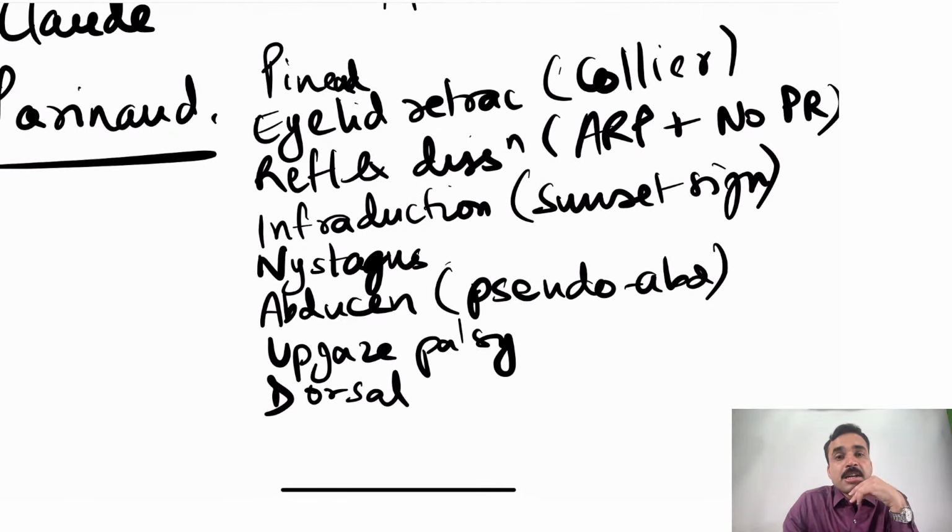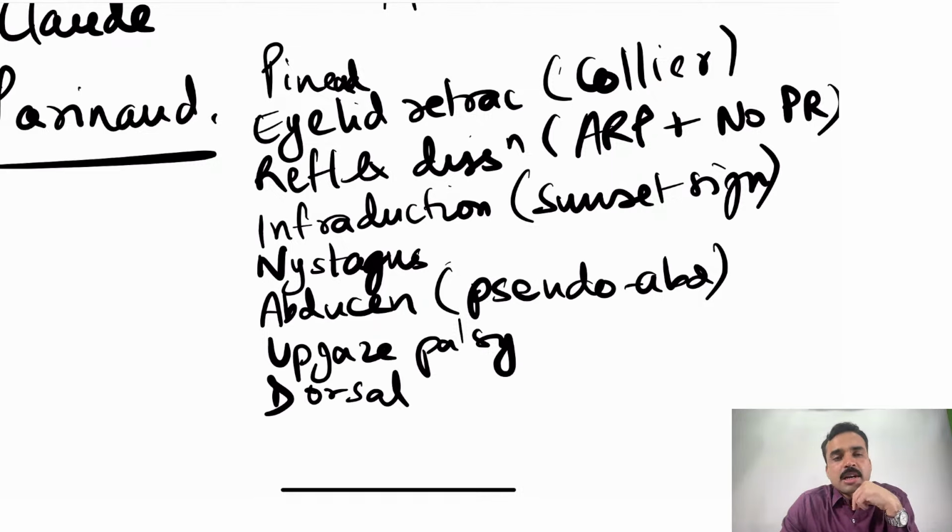P stands for pineal gland tumor. Usually Parinaud syndrome doesn't occur because of a stroke, it occurs because of pineal gland tumor. Okay, so P is for pineal gland tumor, E is for eyelid retraction, it's called Collier's sign. R is reflex dissociation, that means the light and accommodation reflexes dissociate. It resembles an Argyll-Robertson pupil, so accommodation reflex is present but no pupillary reflex or no light reflex. I is infraduction, that means sunset sign, the person will keep looking down.